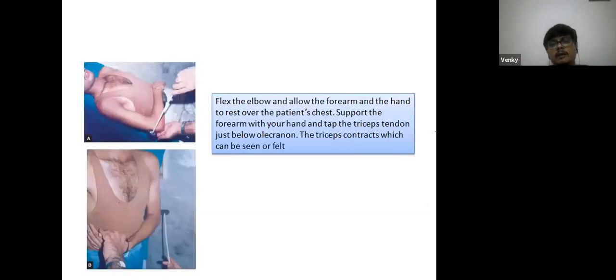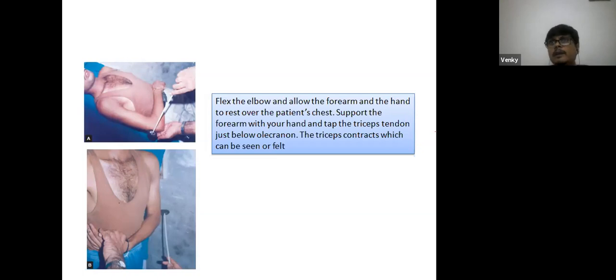This is the triceps. Triceps you can do in both positions. Flex the elbow and allow the forearm and hand to rest. Support the forearm with your hand and tap the triceps tendon below the olecranon. Triceps contraction can be seen or felt.